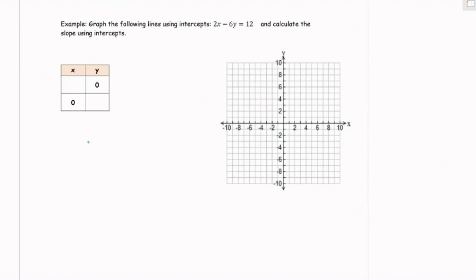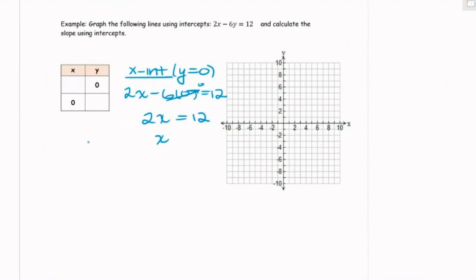Both intercepts. If we're calculating the x-intercept, y is equal to 0. And what I tell my students to do is set this up so that they can actually show me they're subbing y in for 0. So 2x minus 6 times 0 equals 12. That's going to go to 0, it goes away. So 2x equals 12 is left. Divide by 2 and we get 6. So 6, 0, or you can write it like this, is our x-intercept.